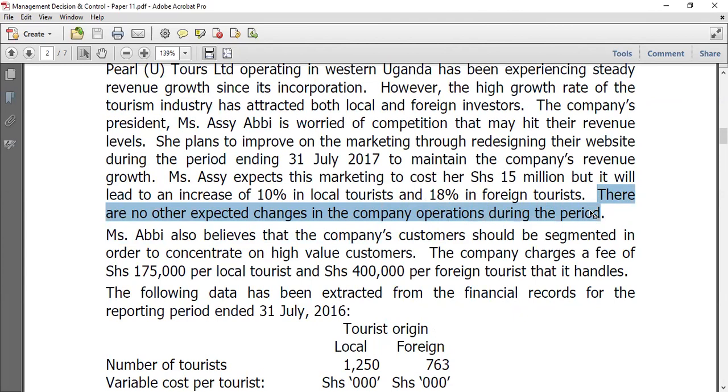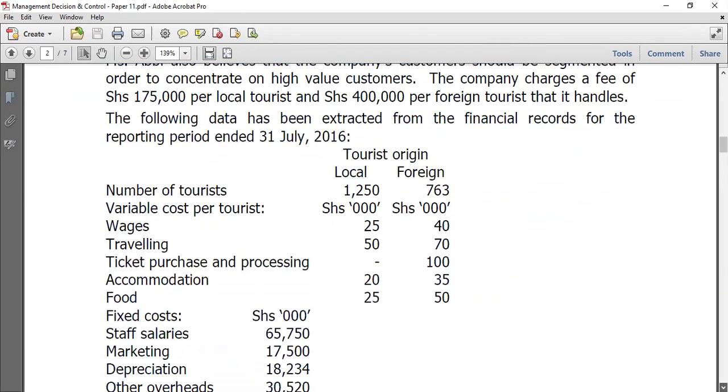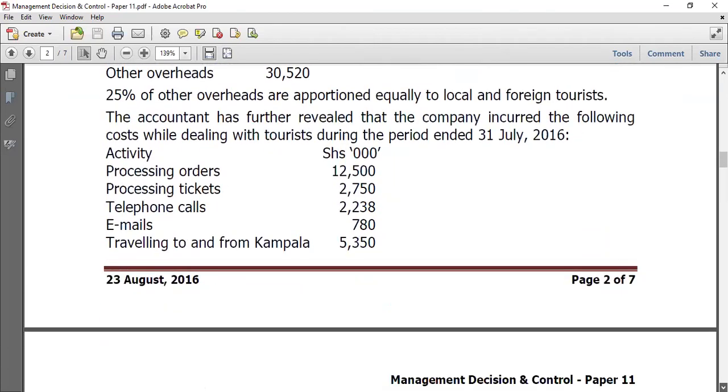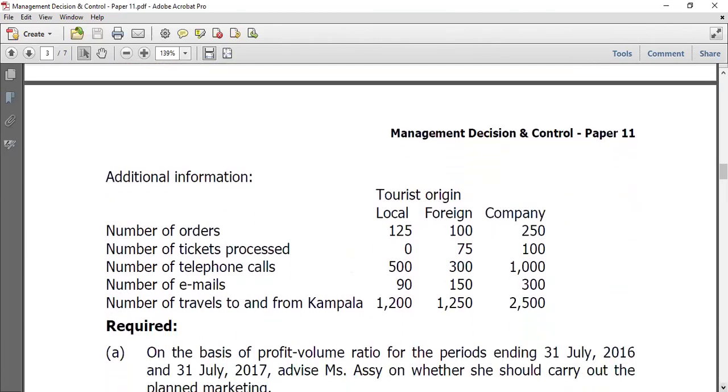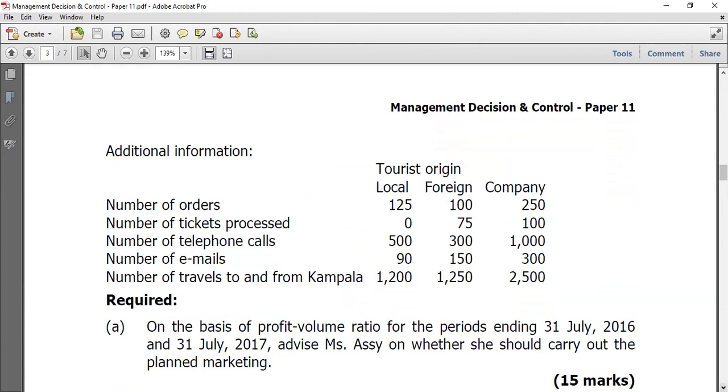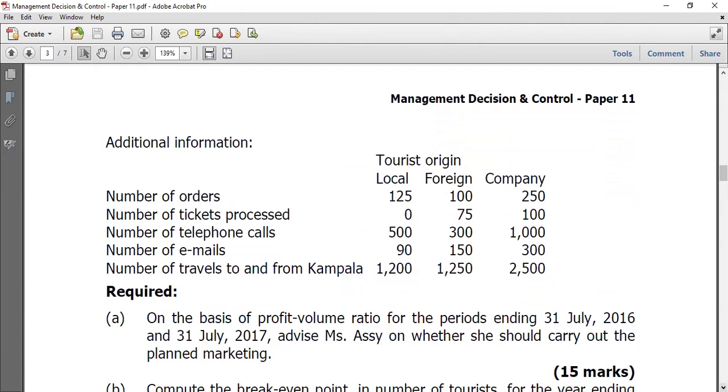There are no other expected changes in the company operations during the period. So it means that, apart from the change in the number of tourists and apart from the marketing costs, whatever you have for 2016 will actually be the same thing for 2017. Okay, so some of these costs you'll be able to share across the other. So that is how I would approach the question.